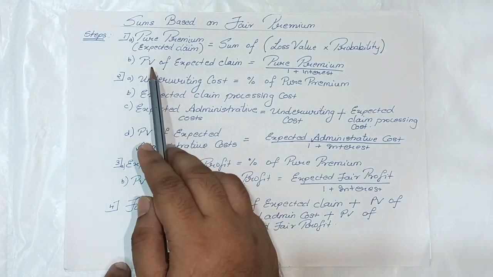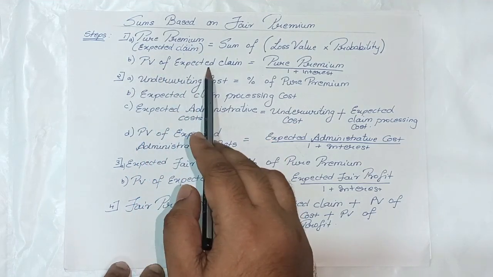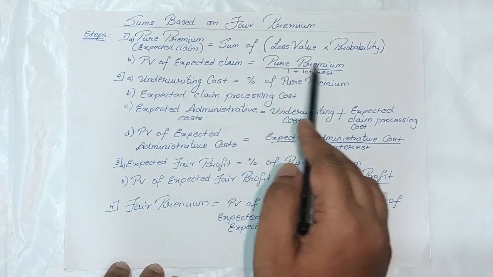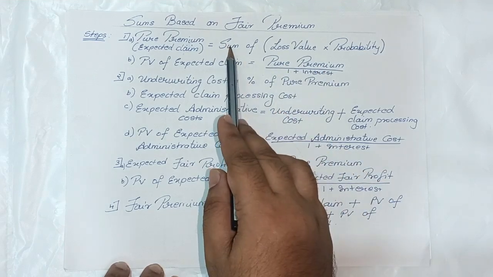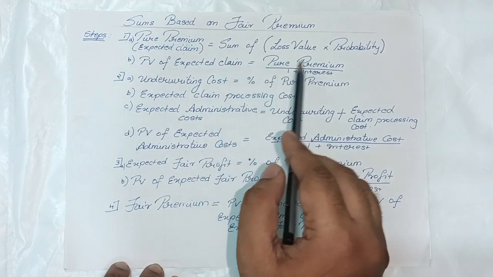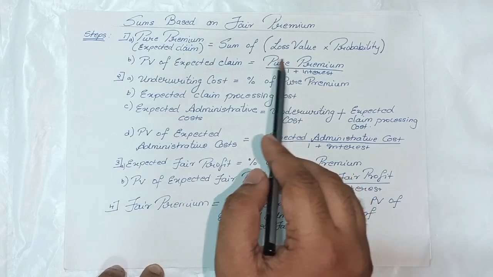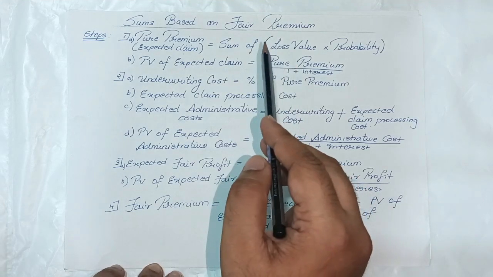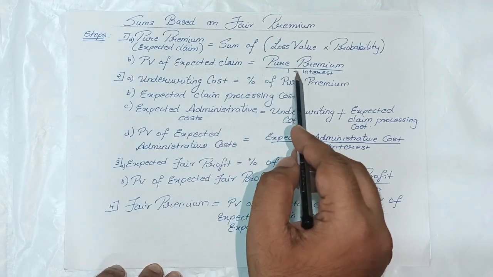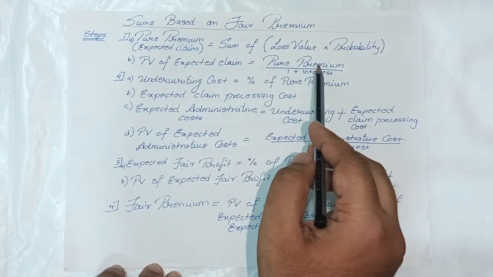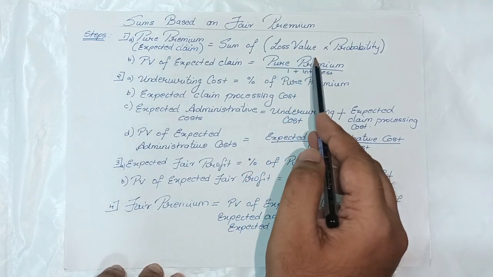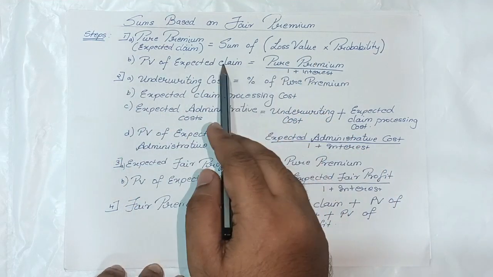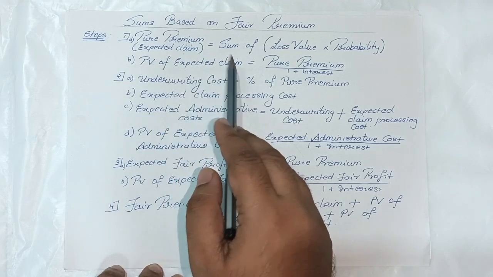Step number 2 is we need to find the PV of expected claim, which is equal to pure premium, that is the answer that you get from step number 1A, divided by 1 plus the rate of interest. So suppose, for example, if the rate of interest is 8%, it will become 1 plus 0.08, so it will become 1.08. So with that you will get the first value, PV of expected claim.